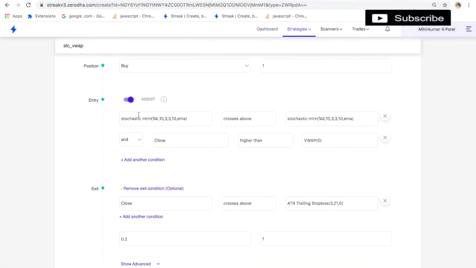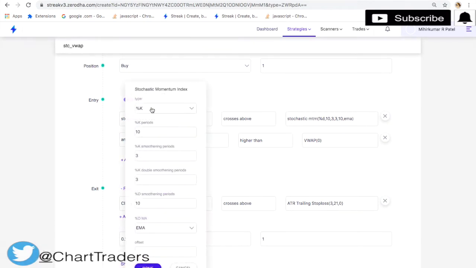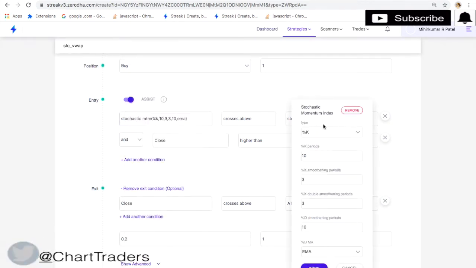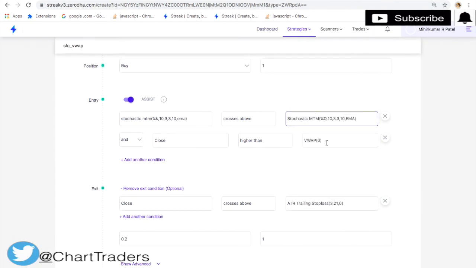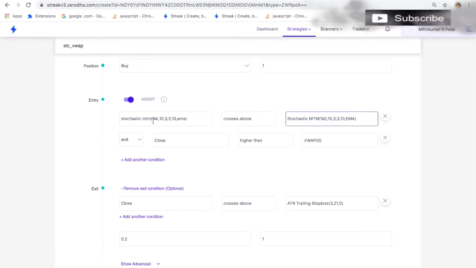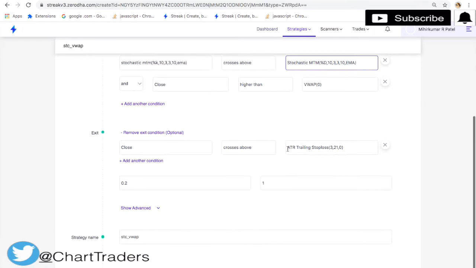What is our condition? Stochastic momentum, that is percentile K, crosses above your percentile D. So whenever you click here, select percentile K, then here percentile D. And close is higher than your VWAP 0. Now crosses above means in the last candle the stochastic momentum percentile K is less than percentile D, and in the current candle it crosses. So once your candle is closed, it is going to generate a signal when the close is higher than this VWAP.